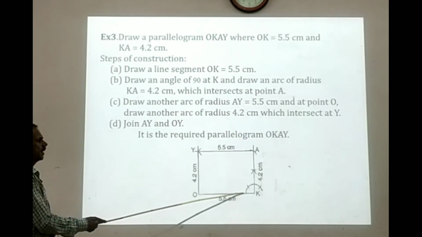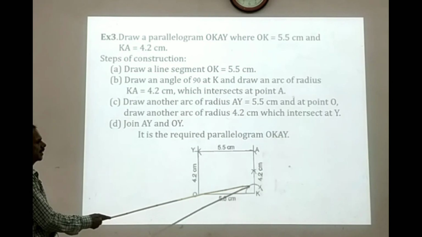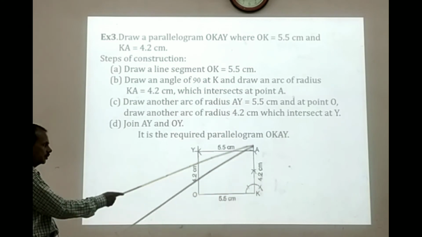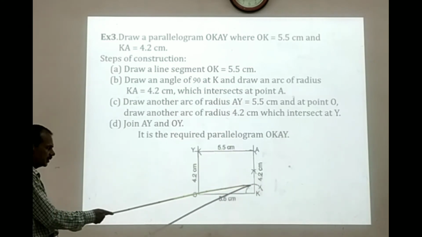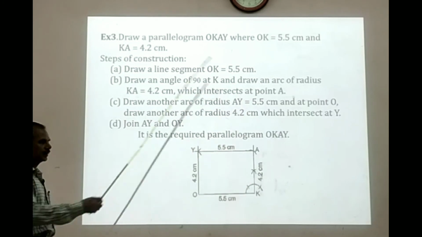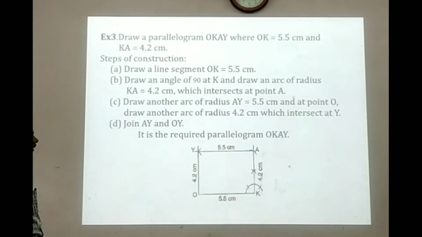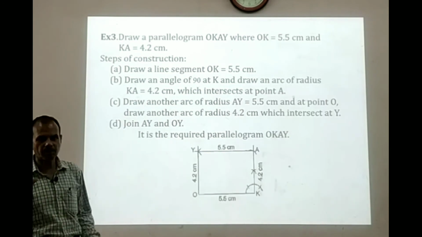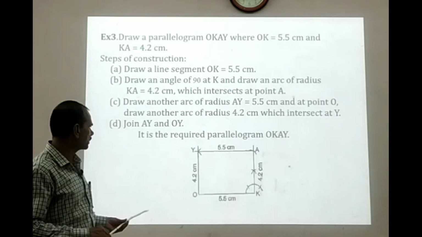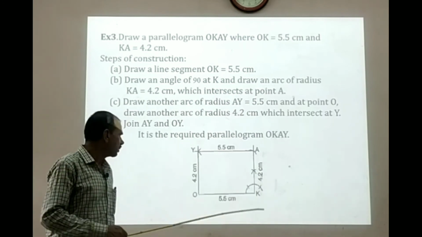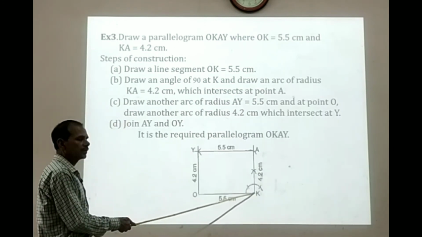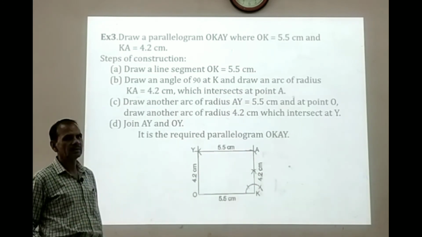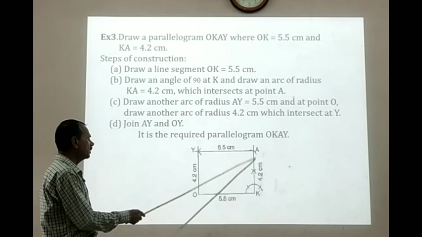Take a suitable distance in a compass. Make an arc. The first arc will be a 60 degree angle, the second will be a 60 degree angle. Again bisect this, you will get 30 degrees. Means this 60 and this 30, total 90 degrees. You will get a 90 degree angle at point K. Take 4.2 centimeter distance in a compass. K as a center, make an arc which intersects at A, on the 90 degree angle.